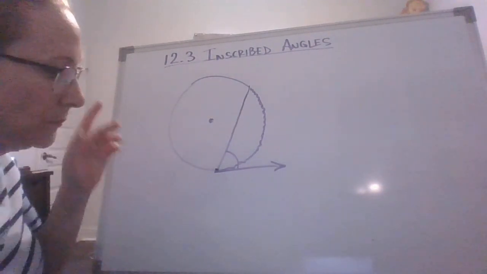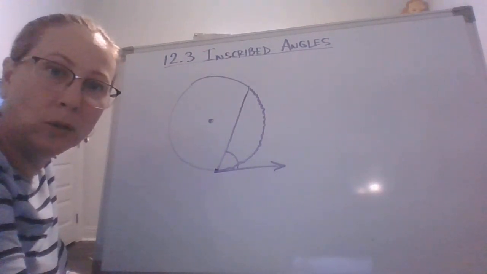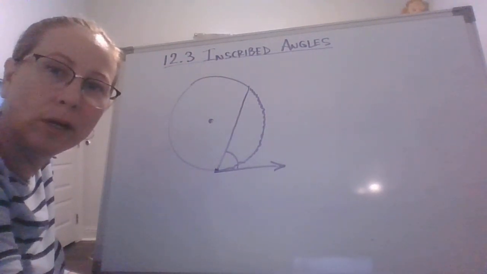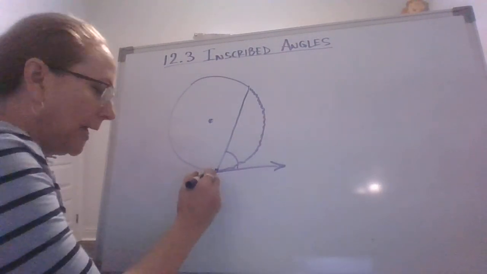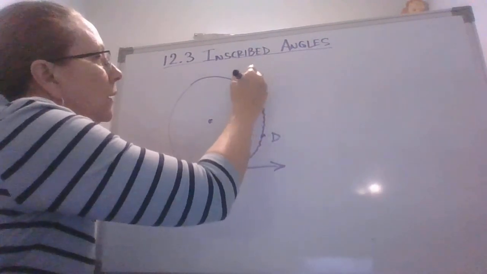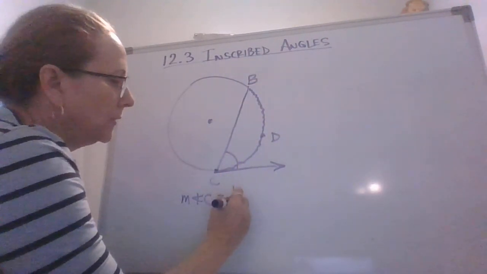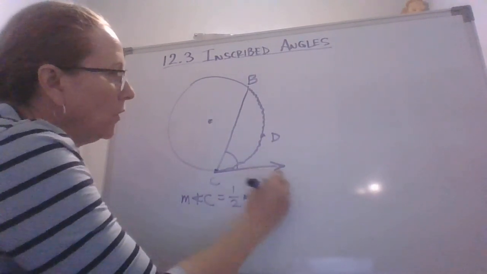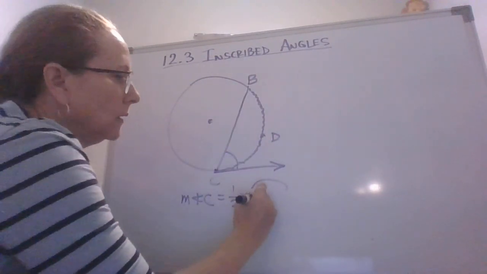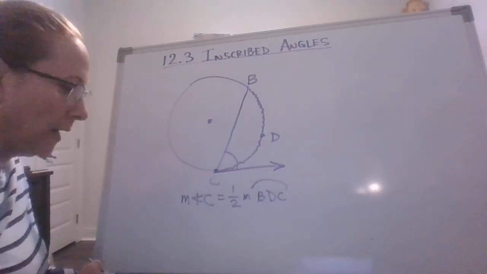Now, the rule is very much like an inscribed angle, the angle is half of the arc. So if we had C, D, B, the measure of angle C is equal to half of the measure of arc BDC. So let's put that into practice.